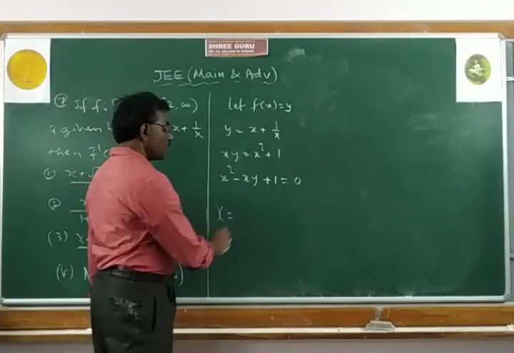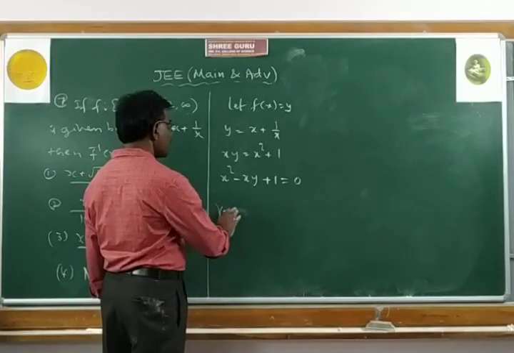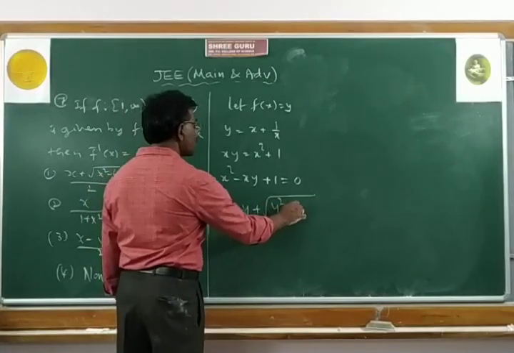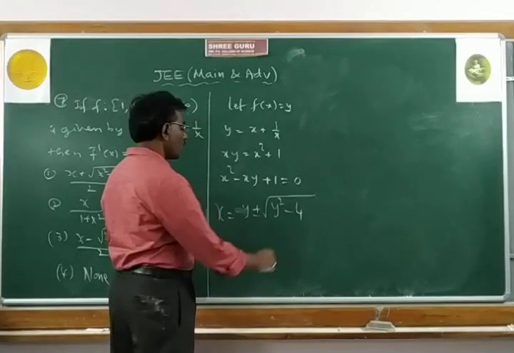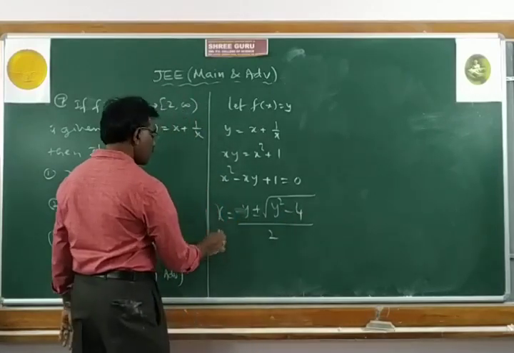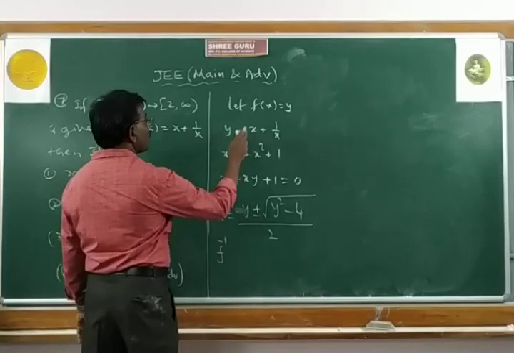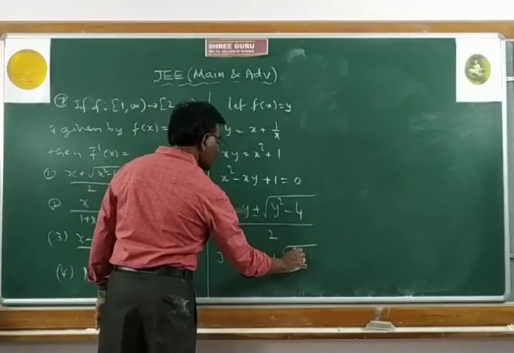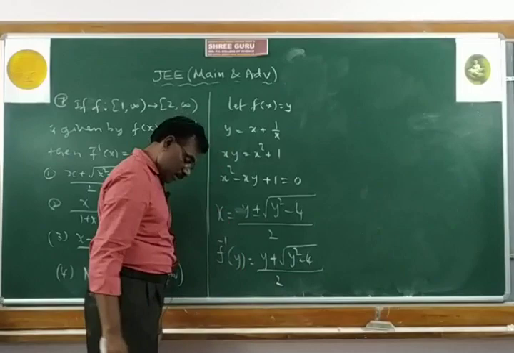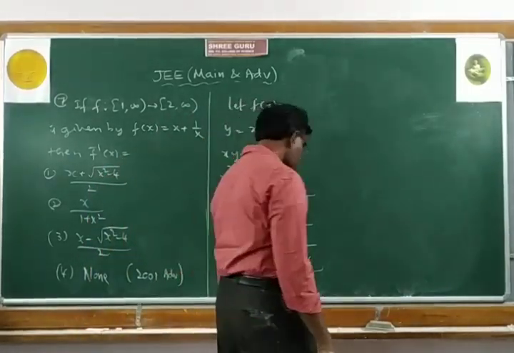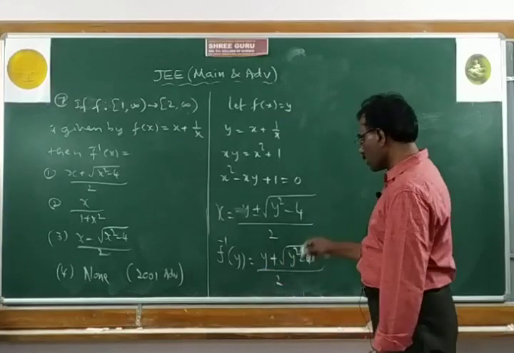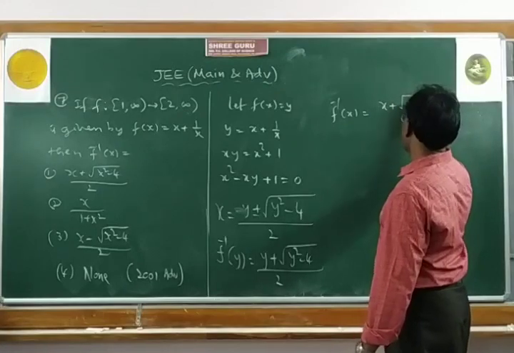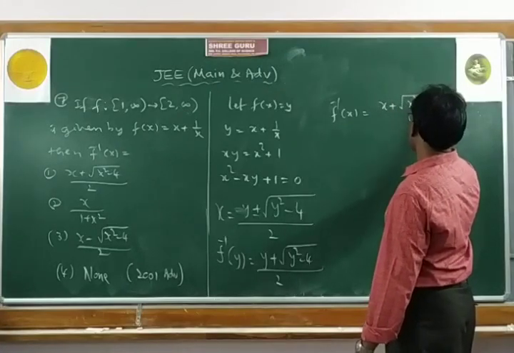So x equals minus b plus or minus root of b square minus 4ac by 2a, that is, y plus or minus root of y square minus 4, by 2. So what is x? f inverse of y equals y plus root y square minus 4 by 2. So this is f inverse of y only. He is asking f inverse, so just interchanging, f inverse of x equals x plus root of x square minus 4 by 2.